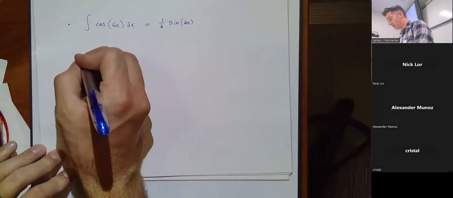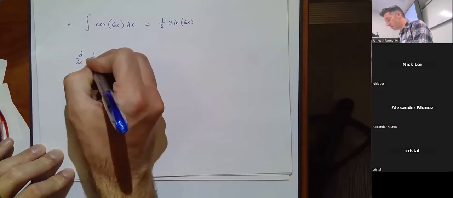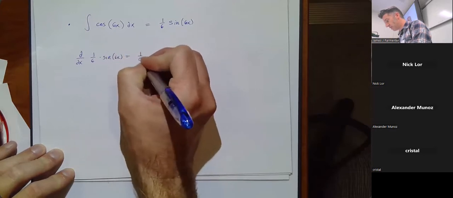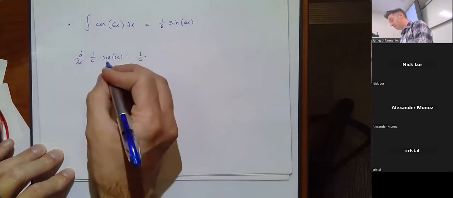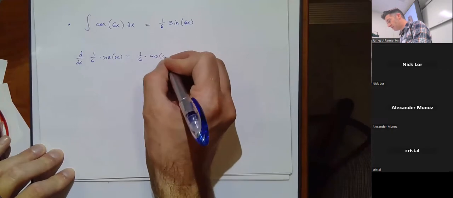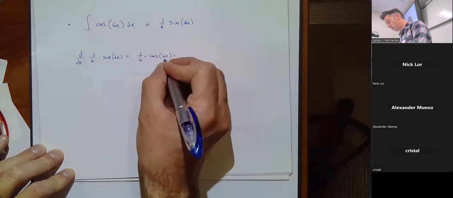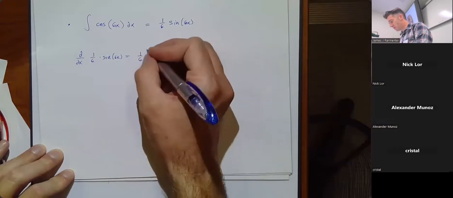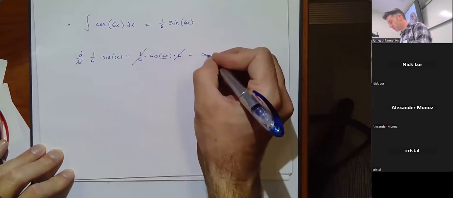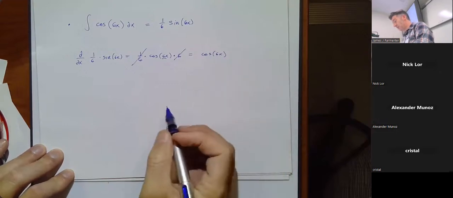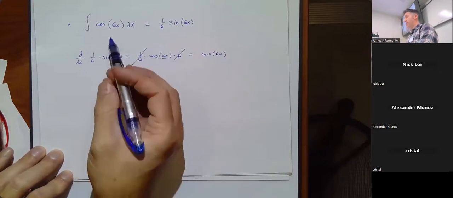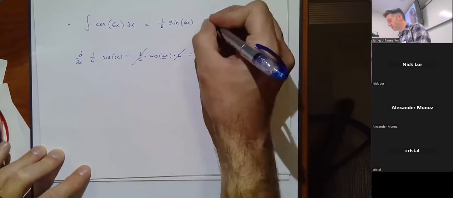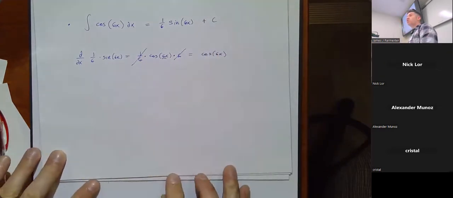In fact, let's just write it down. The derivative of 1/6 times sine of 6x is 1/6 hangs out. The derivative of sine of some stuff is cosine of the stuff times the derivative of that stuff, which is 6. And those cancel. Which means that is the antiderivative of cosine of 6x because its derivative is equal to cosine of 6x. And of course, we have a plus c up here. So this is the short way of doing it.